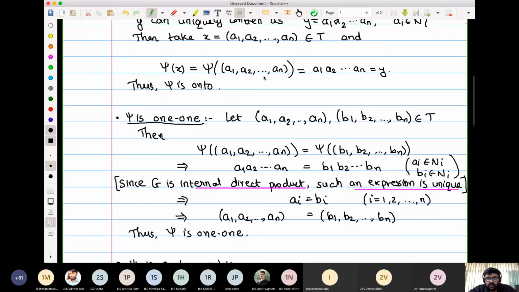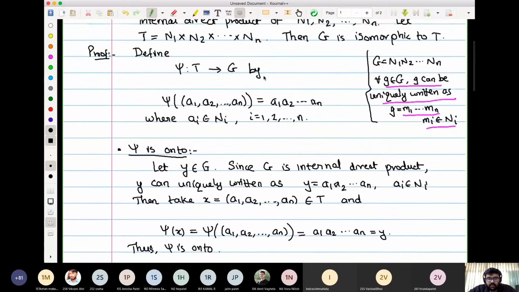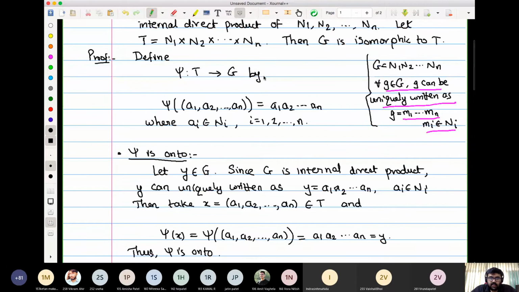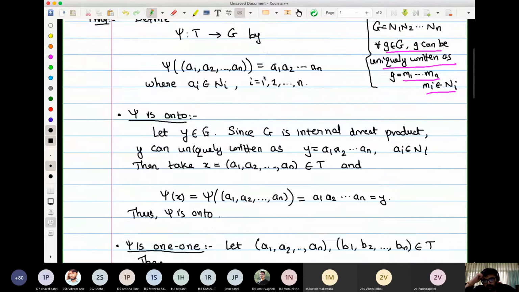Those who are done, you can raise your hand. If you want to see how psi is defined, it is defined like this. Once this is done, we can say that the internal direct product is isomorphic to the external direct product. And as we did in vector spaces, we just say direct product. We don't say internal direct product or external direct product. Whenever we want to use the internal expression, we can use it; whenever we want to use the external expression, we can use it.